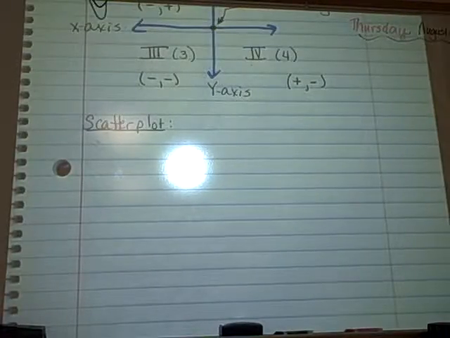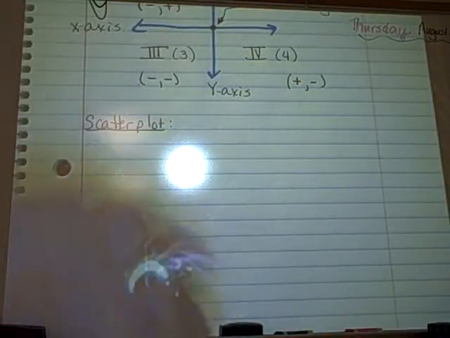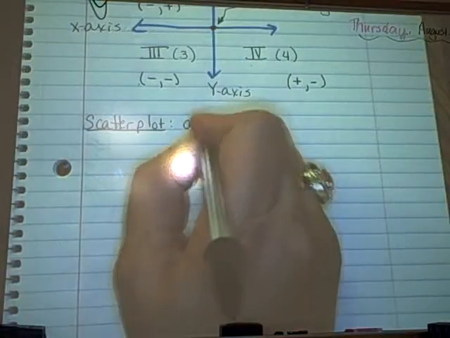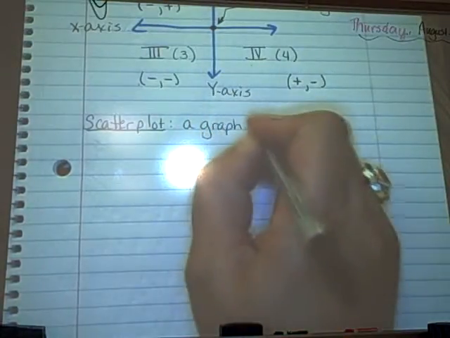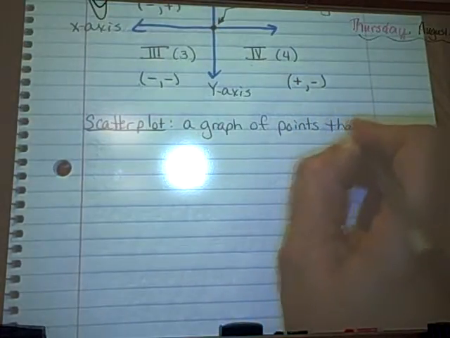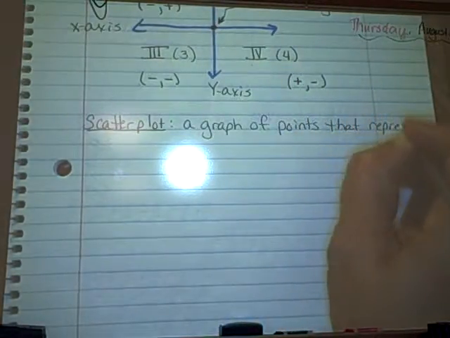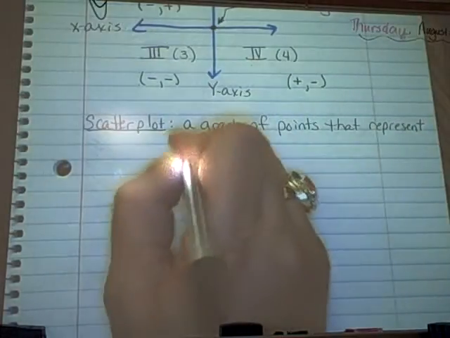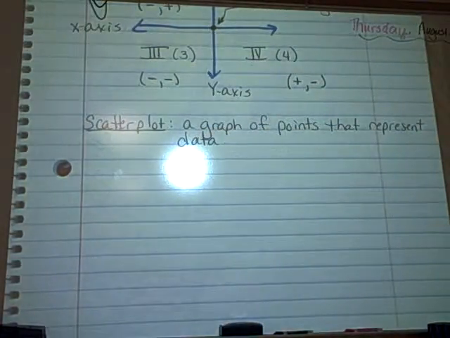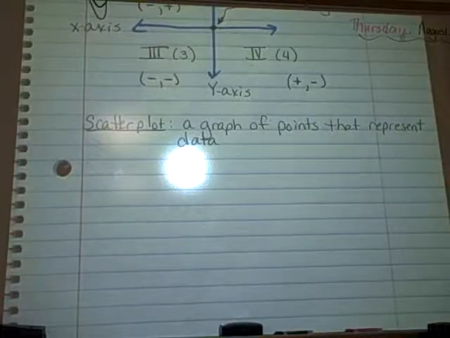Scatter plot. And I do really short definitions, so we're not writing a giant definition. A scatter plot is a graph of points that represent data. Not a dot to dot, they're not connected, it's just a bunch of points.